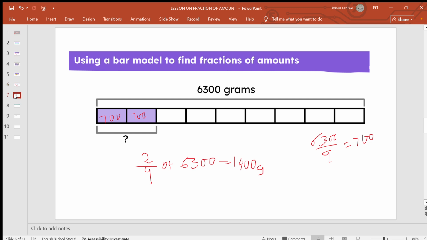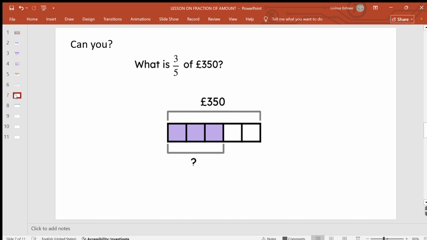Okay, next we'll try to see if you can solve this by yourself. The question is, what is 3 out of 5 of 350 pounds? Let's see how you can actually solve this by yourself. But if you cannot, just wait, I will walk you through the solution. So for now, pause the video and solve.